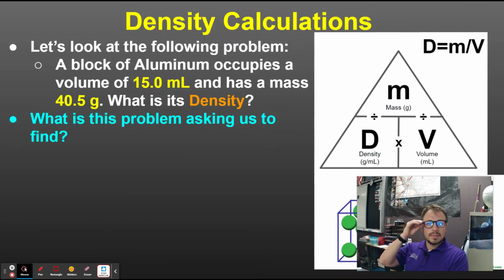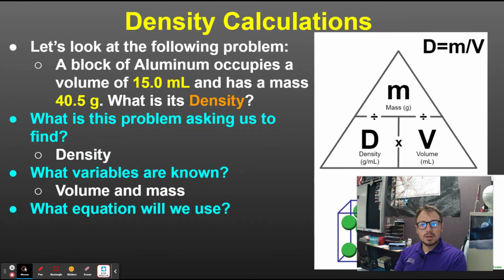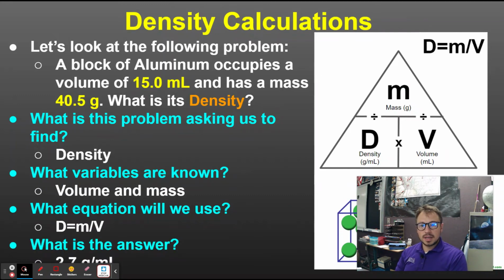So what is the problem asking us to find? Well, it's asking us to find density. So what variables do we already know? Well, we're given the volume and the mass. Now, what equation do we use? If we're looking for density and we know volume and mass, I just cover up density, and I'm left with mass divided by volume. So I get density equals mass divided by volume. And the answer, well, I just divide those and I get 2.7 grams per milliliter.